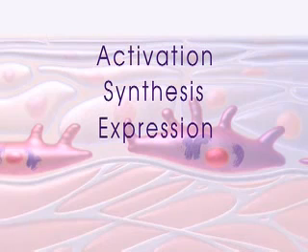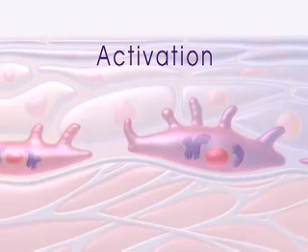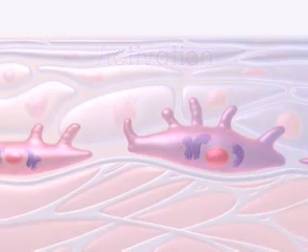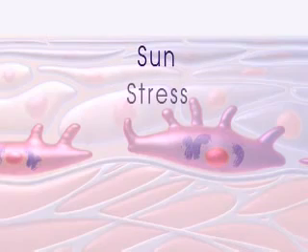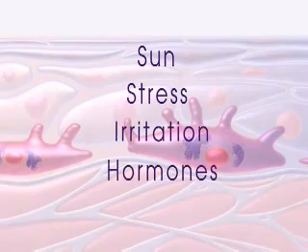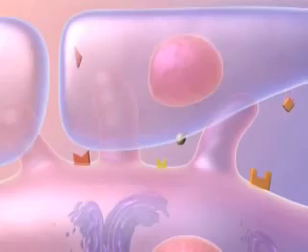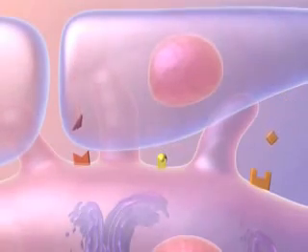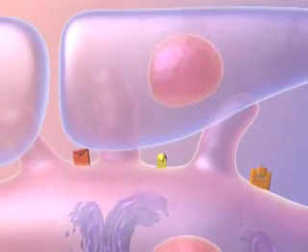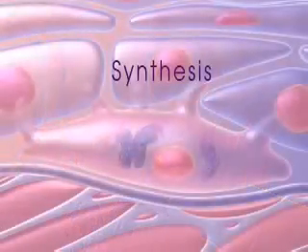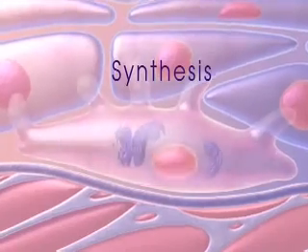The first phase in the discoloration pathway is the activation of the melanocyte, which causes the cell to begin producing melanin. There are several environmental and genetic factors that contribute to this activation process. Some of the major contributors are sun, stress, irritation, and hormones. These factors trigger signal molecules that bind to their receptors on the surface of the melanocyte. This union turns on melanin synthesis in the melanocyte.